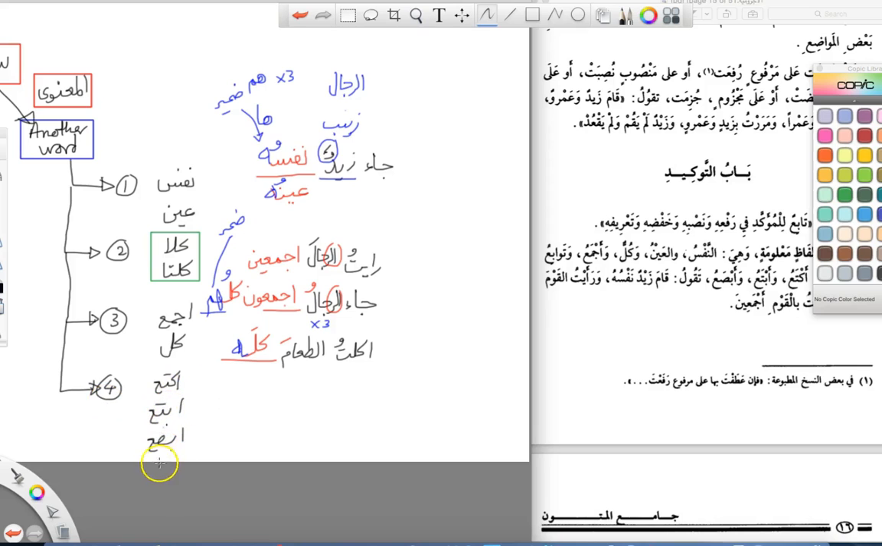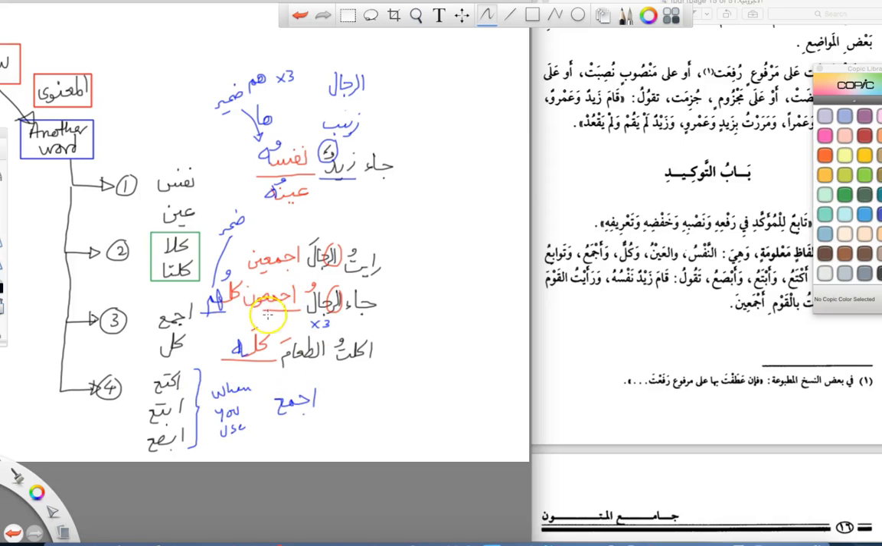Now these akta, abta, absa, forget what they mean. These are used for super emphasis, extra emphasis, and you can only use them when you use ajma'. You can't use them on their own. So you can't say رأيت الرجال أكتعين أبتعين. You have to use all of these with أجمع.